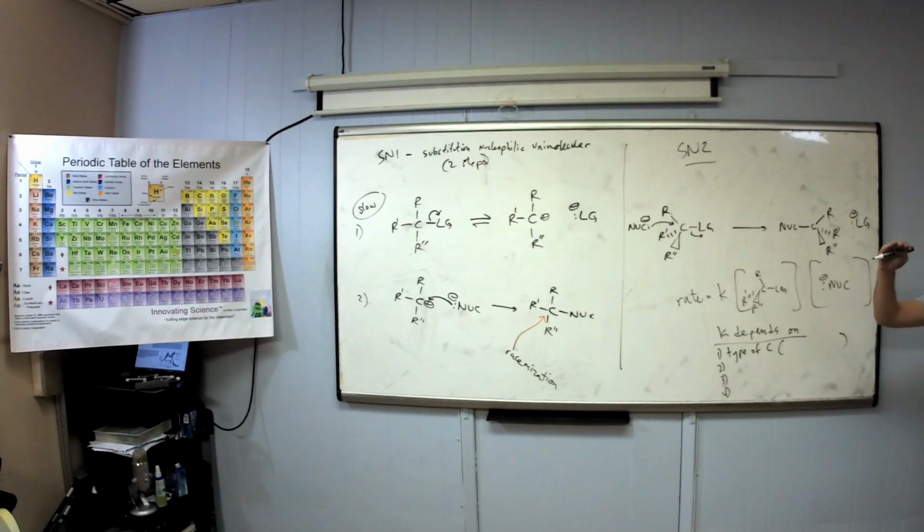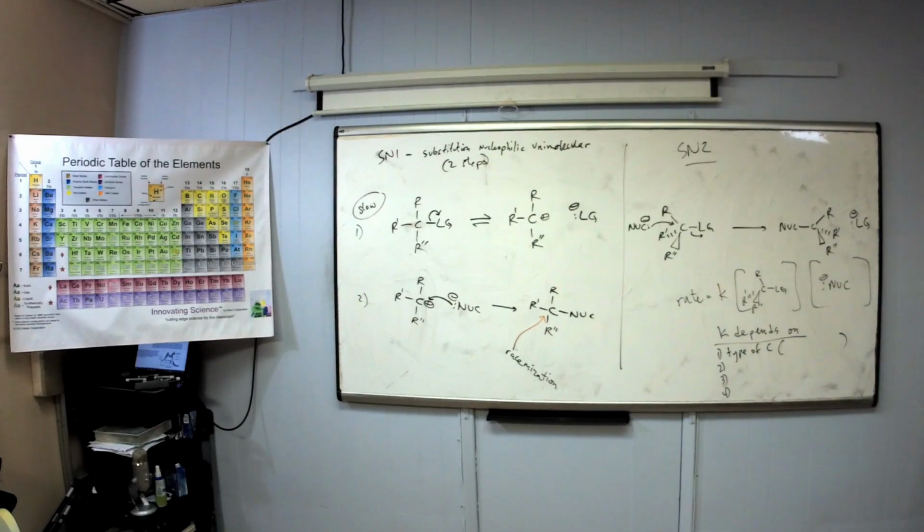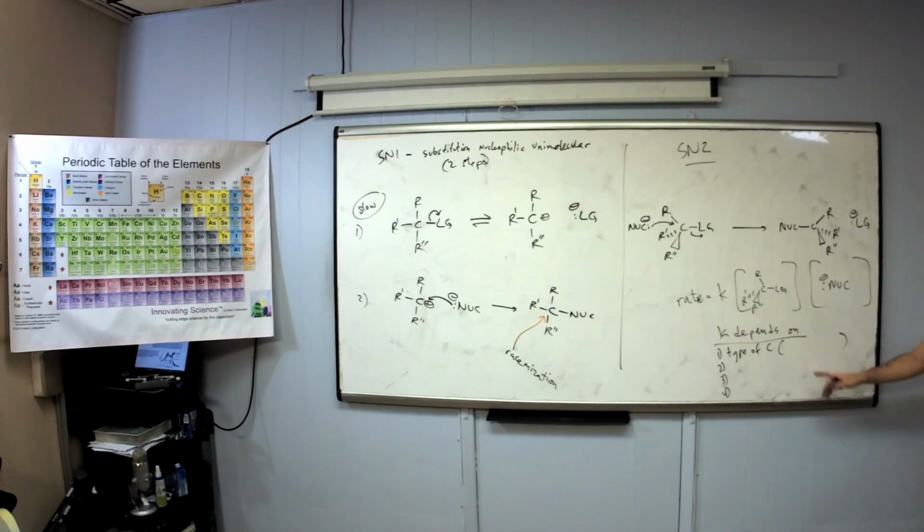Could you understand that since it's going downhill? Because there's two things at the reactant and two things at the product. There's the same amount of entropy, and there's only an enthalpy change possible. We'll talk about this. Type of carbon.